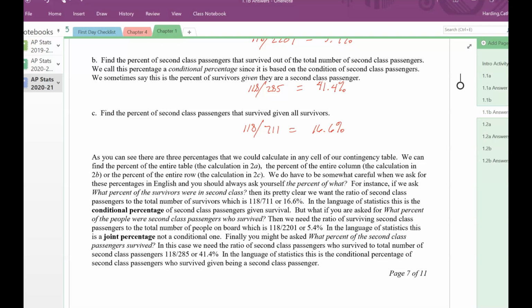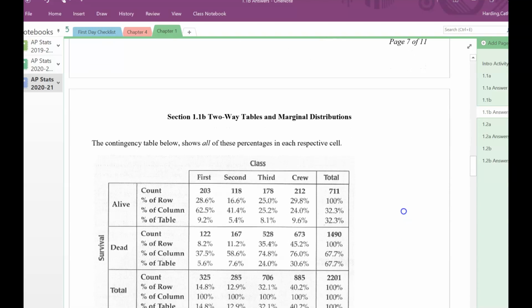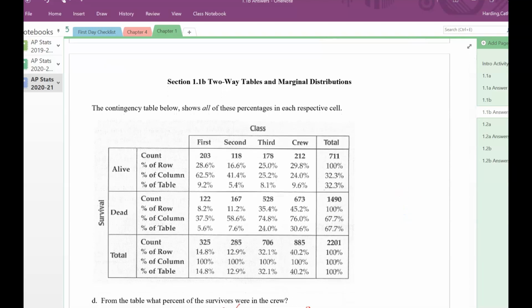So in this case, one of the questions was out of all second-class passengers. And then part C was out of all survivors. So you want to make sure and read carefully and make sure that you know what your percent is out of. All of these percentages could be displayed in a table like what you're looking at. It shows all of the conditional and joint percentages for every single cell in the contingency table.